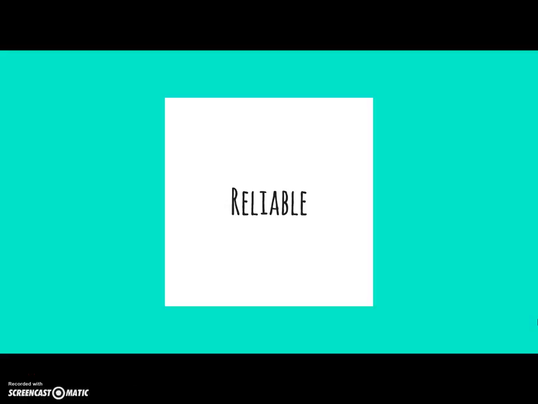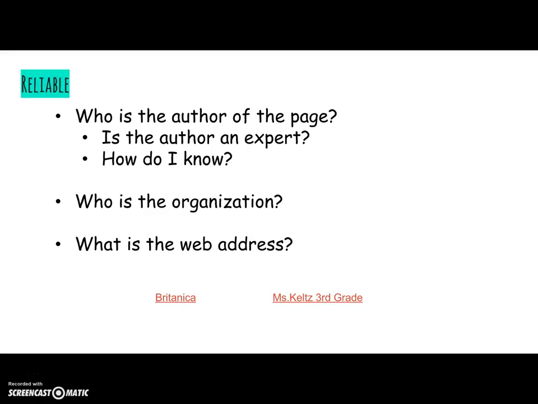The R in CARP stands for reliable. Is the source reliable? When we're talking about reliable, we want to know about the author. Who is the author of the page? And we want to know, is the author an expert? If we're talking about animals, we want to know that the person is an expert in animals or in that type of animal. How would you know if they're an expert?